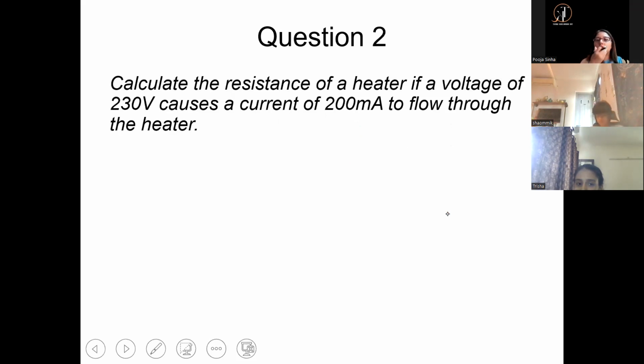Question 2. Calculate the resistance of a heater if a voltage of 230 volts causes a current of 200 milliamperes to flow through the heater. Answer in the chat box.